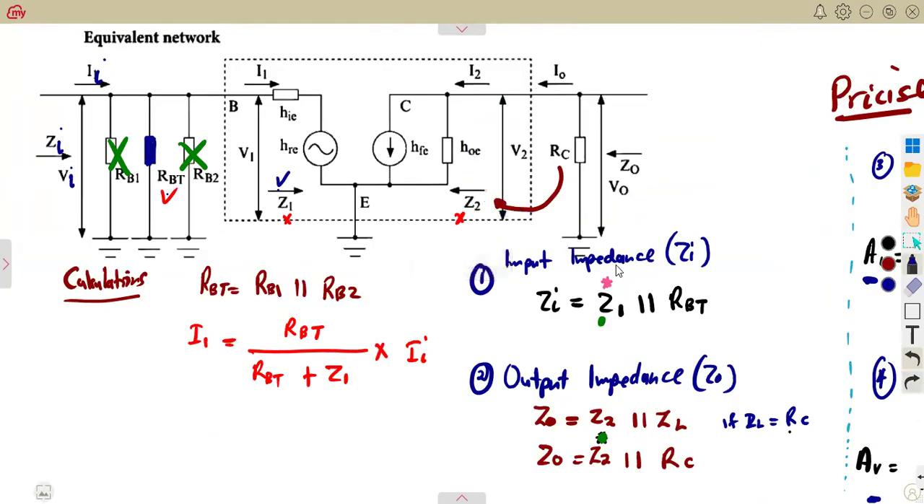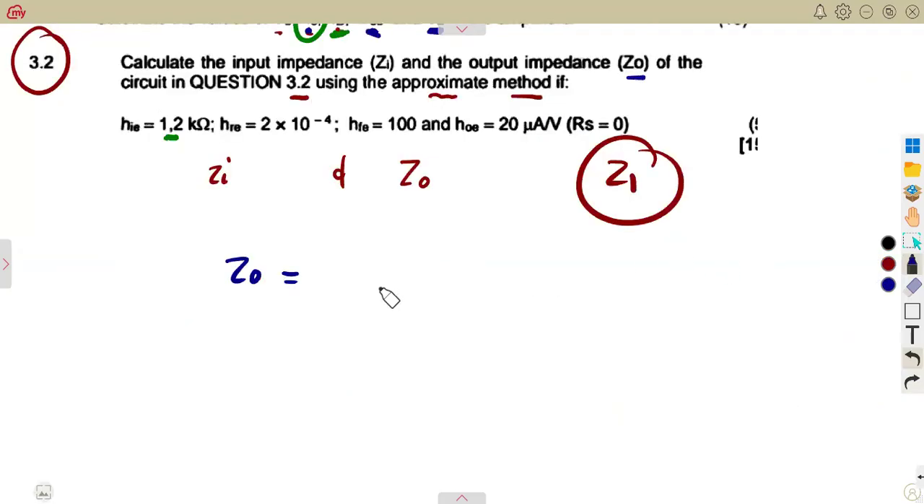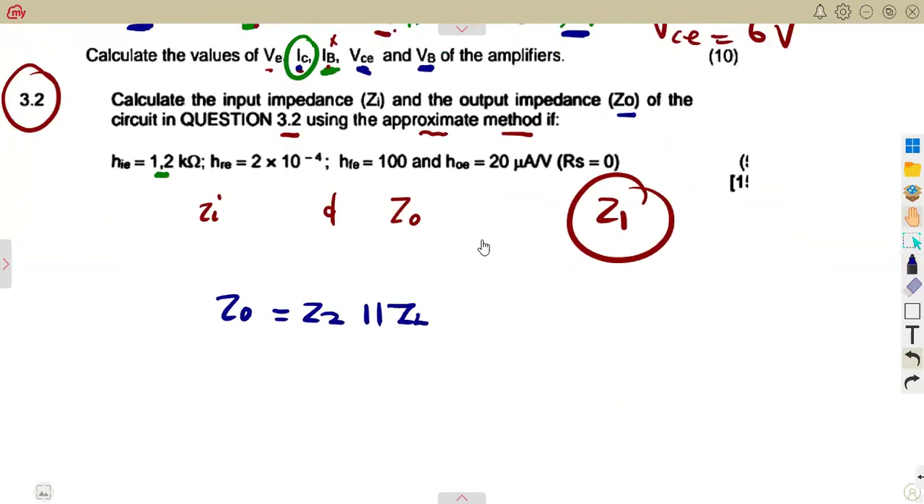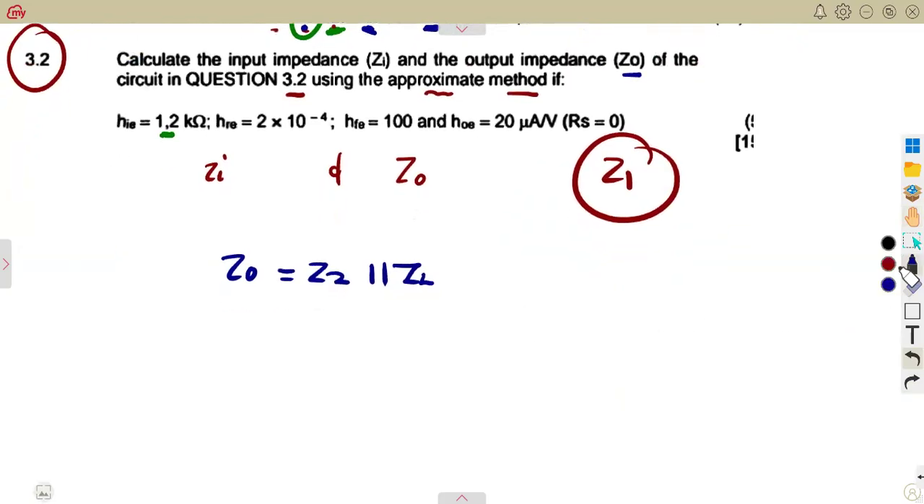What is it that you have there? It's the ZL and the Z2, where in this case, we just have RC. So we consider RC and Z2 in parallel. That part is not going to change for Z out. The Z out being the Z2 parallel to ZL. But as we consider that we do not have RL, we take ZL to be equal to RC. That is the only condition that will matter: since we do not have RL, our ZL will be equal to RC.